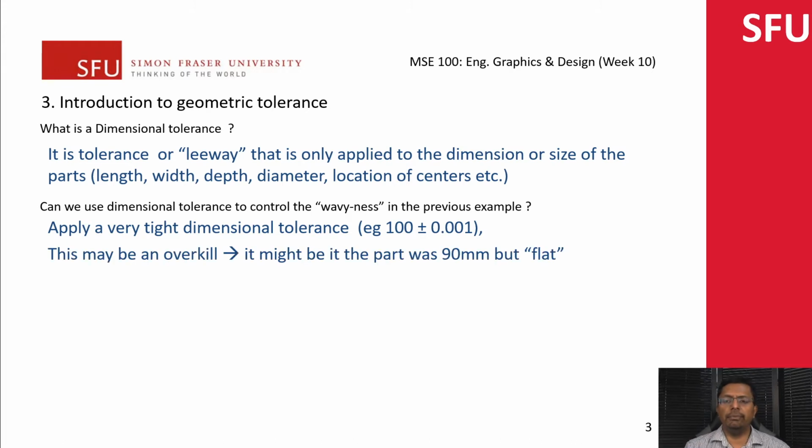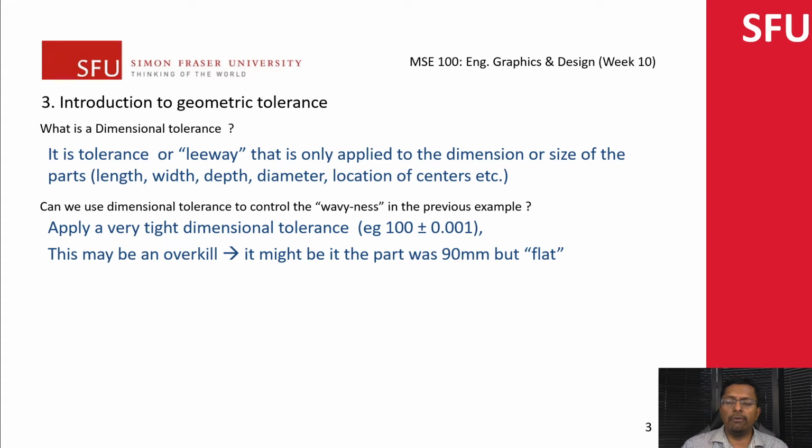Typically, this might be an overkill. The reason is you can potentially have the part at 90 millimeters, but you might only be concerned with the waviness of the far end. Then you can potentially use a 90 millimeter part, which might still be acceptable in your particular application. Again, it depends on your application, as long as the end is flat.